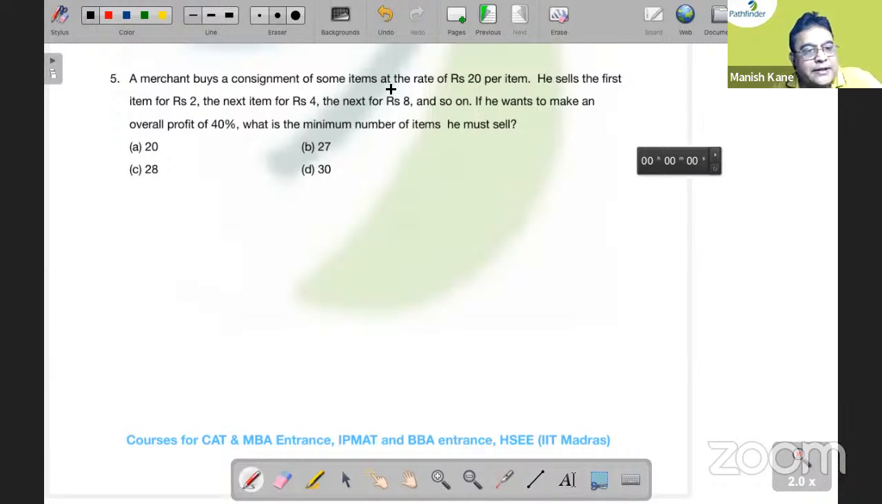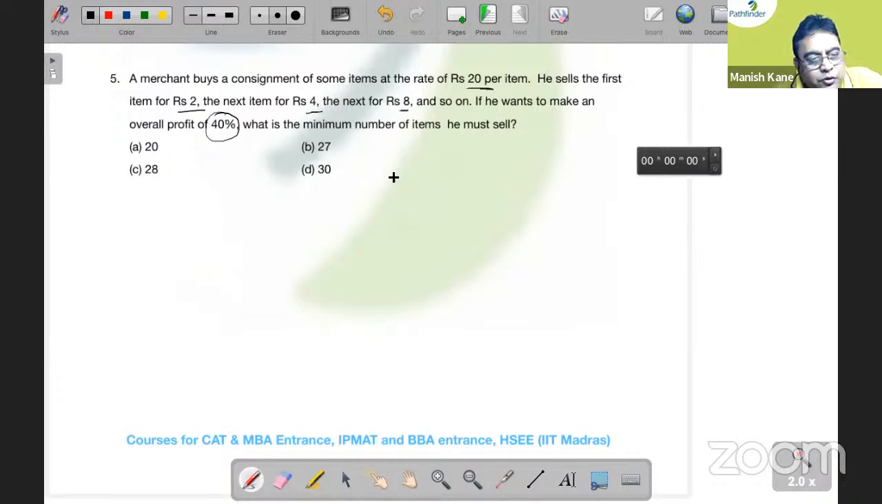A merchant buys a consignment of some items at the rate of rupees 20 per item. He sells the first item for 2 rupees, the next for rupees 4, the next for rupees 8, and so on. And if he wants to make an overall profit of 40%, what is the minimum number of items that he must sell? Again, this is an old CAT question.